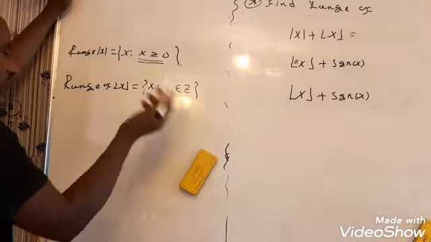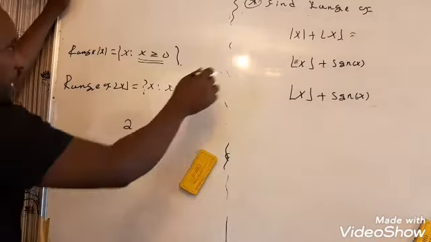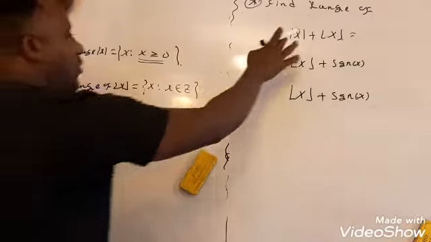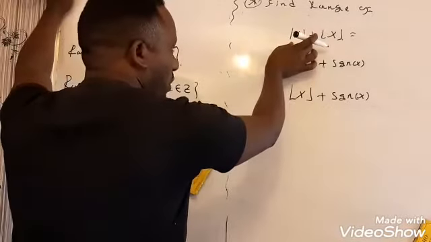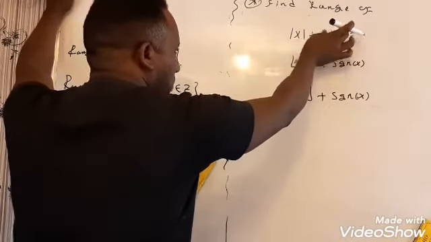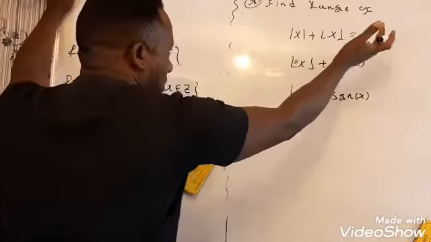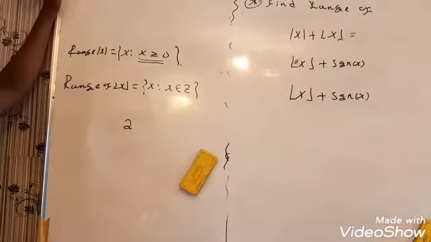Let x be a real number. Then the modulus of x is always possible. So the modulus plus the floor of x is always possible.